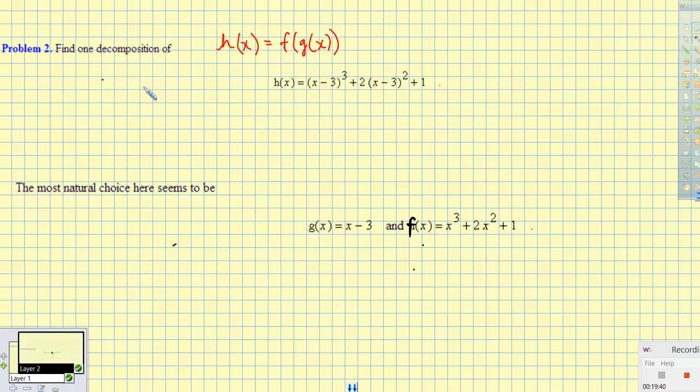Now I have a third example here, where the answer is already up here. If I've got h of x and I'm doing f of g of x again, the g of x is going to be inserted into f of x, which means that my g of x, it looks like, is going to be x minus 3, and therefore f of x is going to be x cubed plus 2x squared plus 1. Okay.